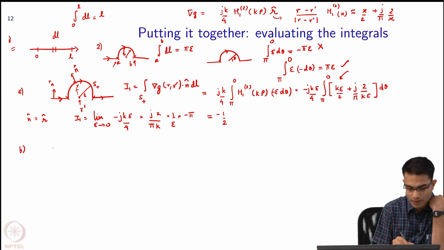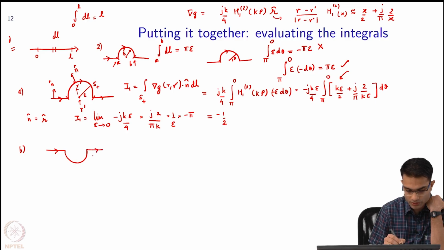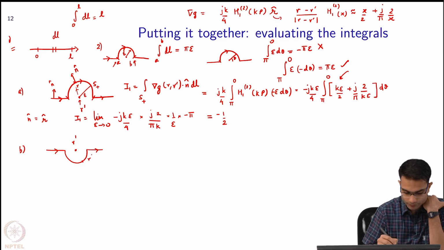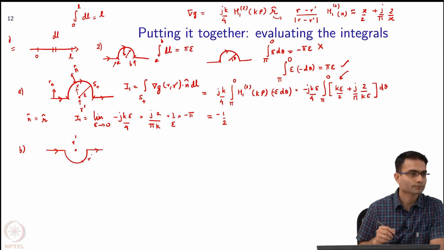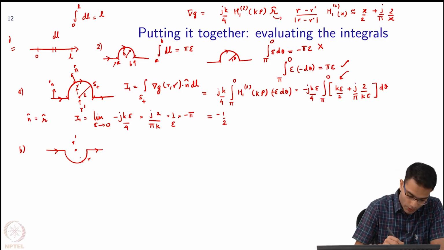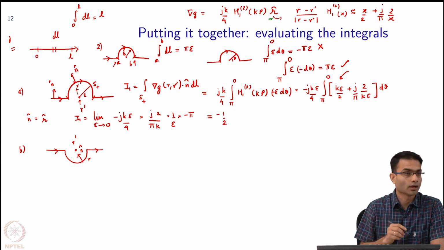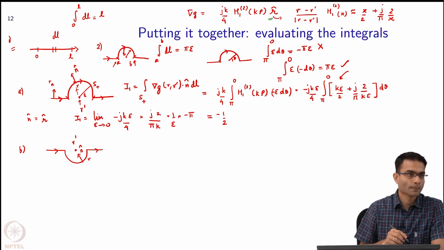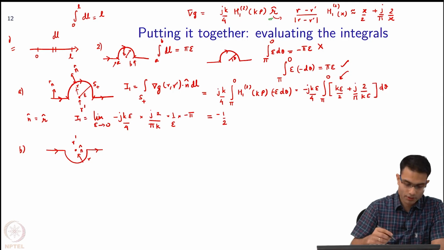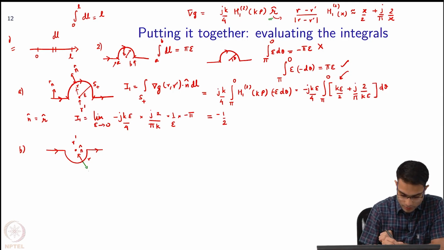The other case is case B, where I have a very similar but an oppositely deformed contour. This is how it is. This is my point r prime. This is my point r. Which way is n hat? Same as before. Yeah, it has to be outwards. So, on this contour, this is my n hat, right? Which way is this vector r? Upwards or downwards? Downwards, right? Because it is r minus r prime. So, this is my r hat.